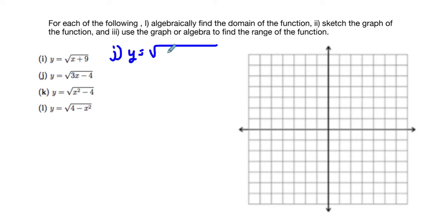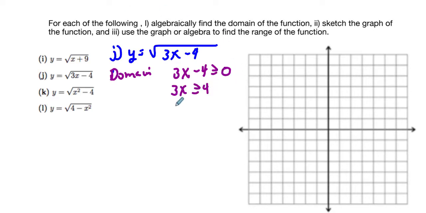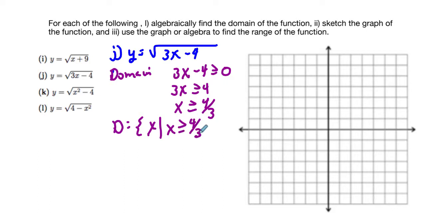J: y is equal to the square root of 3x minus 4. So again, with radicals, you take what's underneath the radical and set it greater than or equal to 0 to find your domain. Solve this mini equation, and x is greater than or equal to 4/3. So therefore my domain is x such that x is greater than or equal to 4/3.